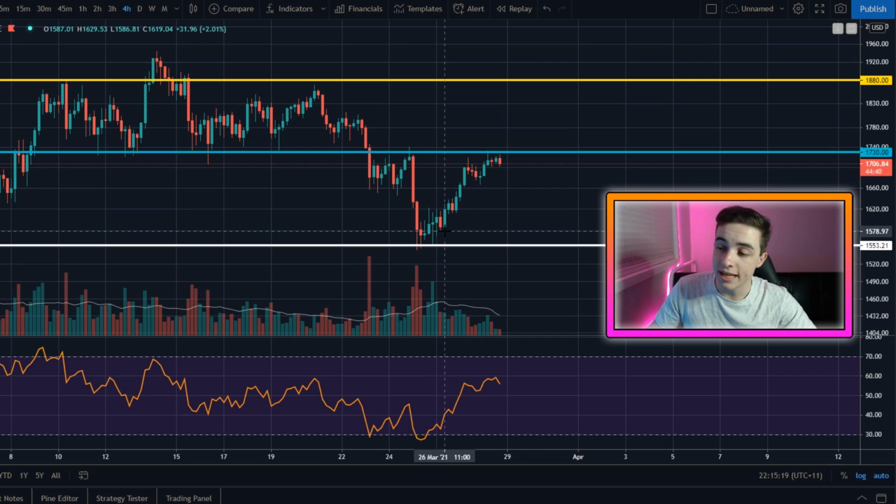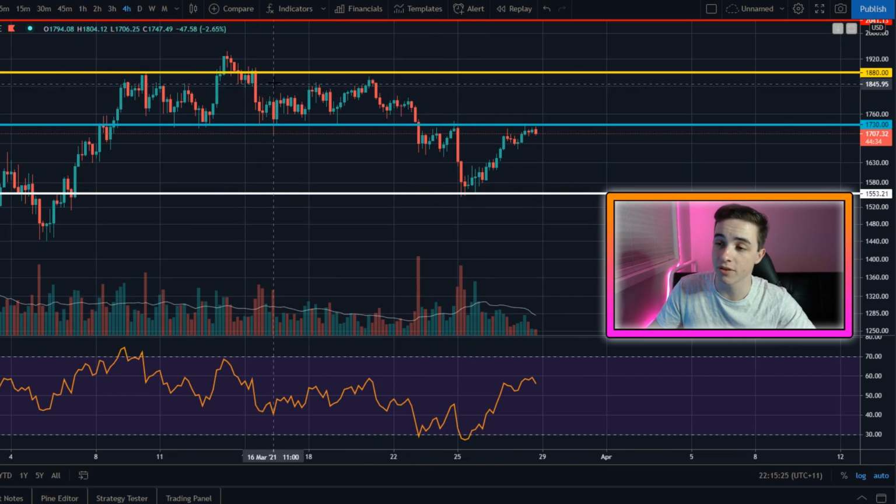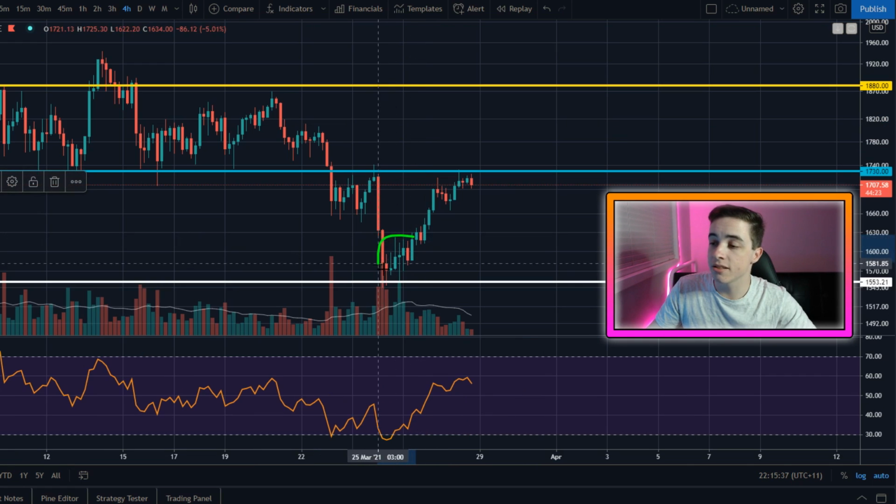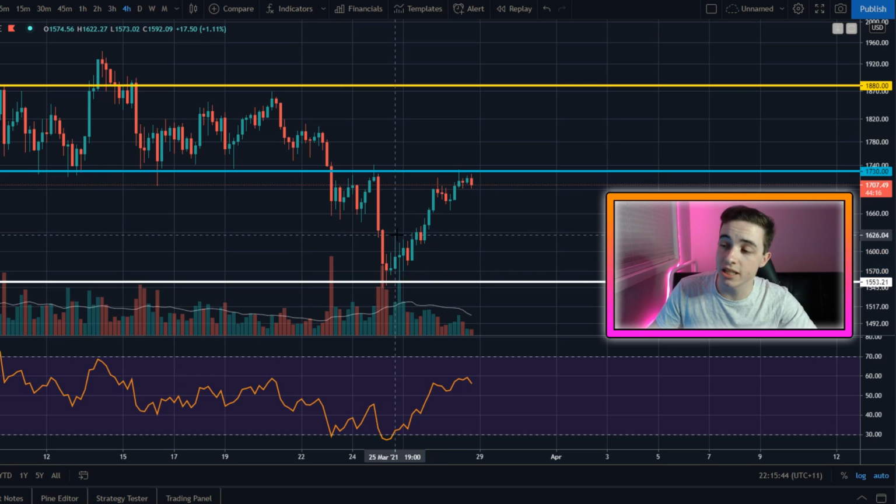So ever since Ethereum reached this bottom just here on the chart at around 1550, which by the way, I was calling for ever since around 1 to 2 weeks ago, and since I recorded my video about 2 days ago doing my Ethereum analysis, I was saying that the next resistance level for Ethereum was coming in at around 1730.